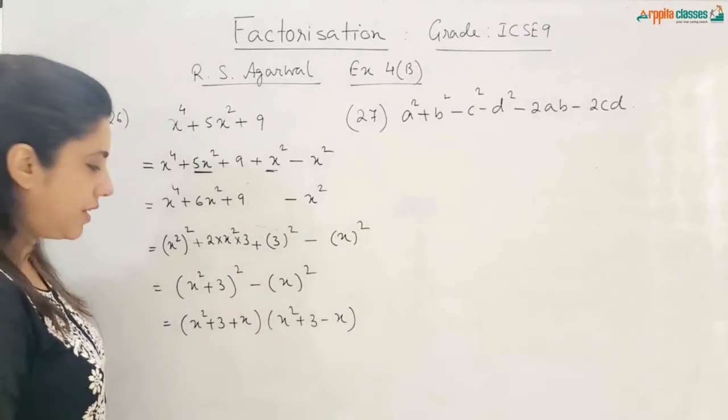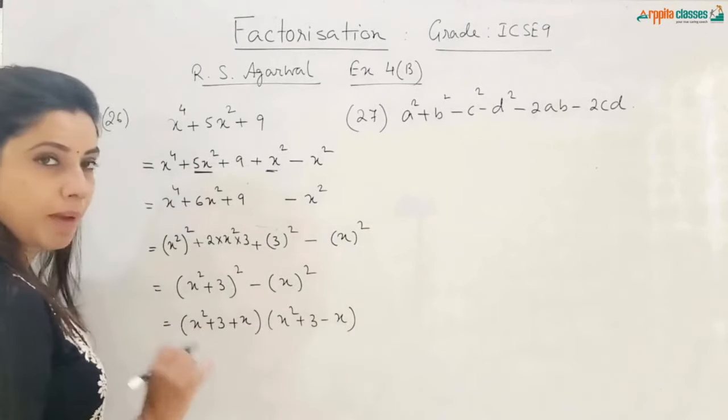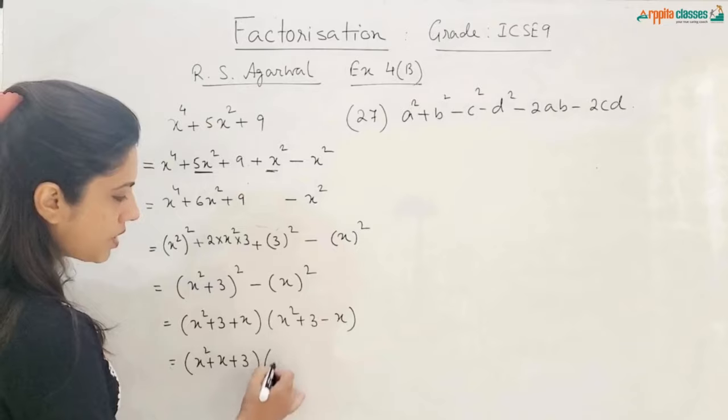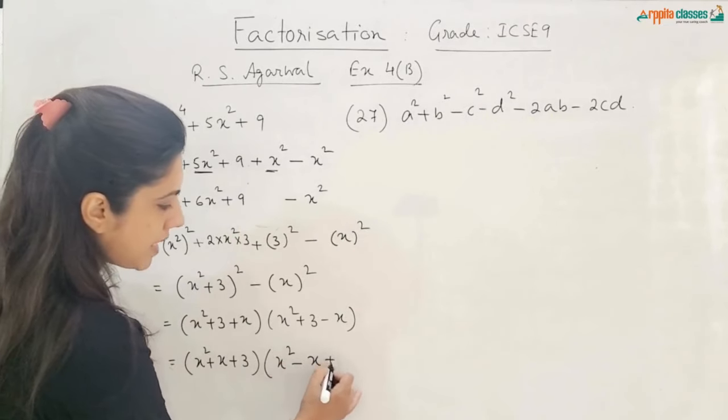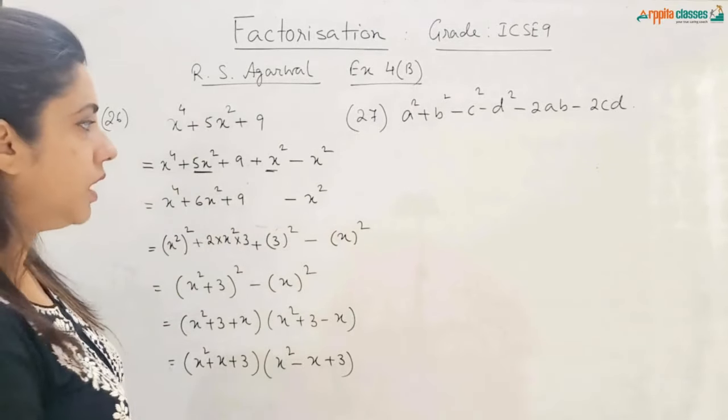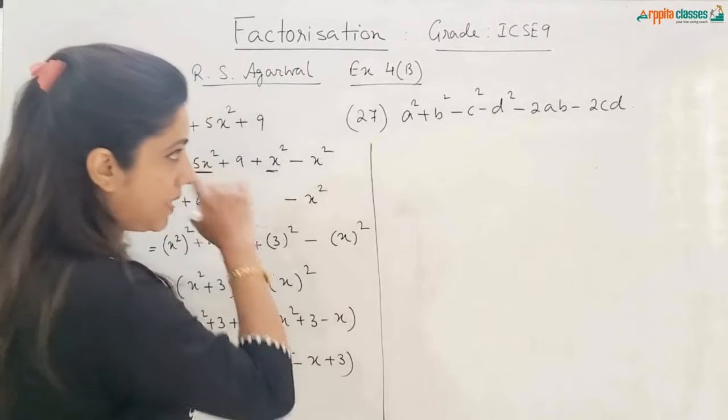These are the two factors. Just I am writing it in a proper manner. So it's x squared plus x I'll write first and plus 3 the constant term, x squared minus x plus 3. So these are the two factors of this particular question. Come to the next question, question number 27.